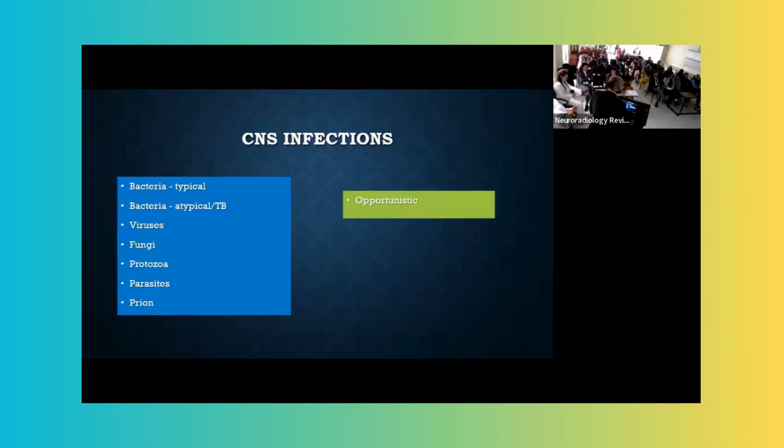Now, there are certain groups which also need mentioning: the opportunistic infections and also congenital and neonatal infections. So we'll go through all that, but I'll focus on the common cases so that we can learn some specific things today.